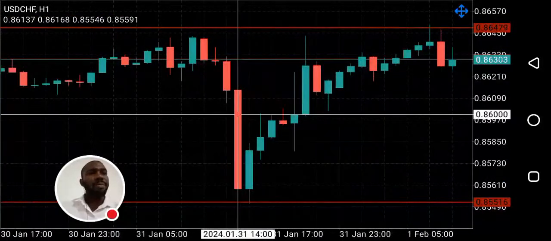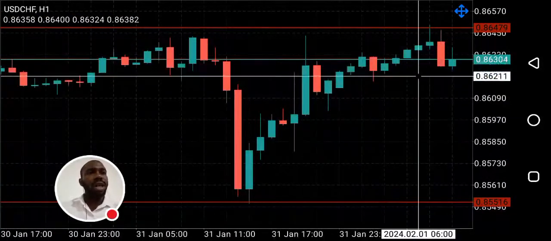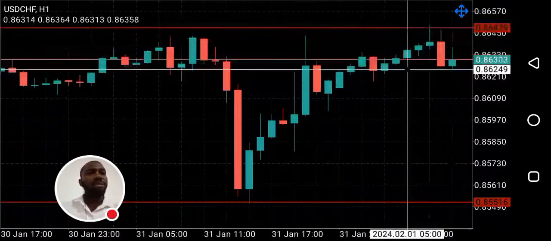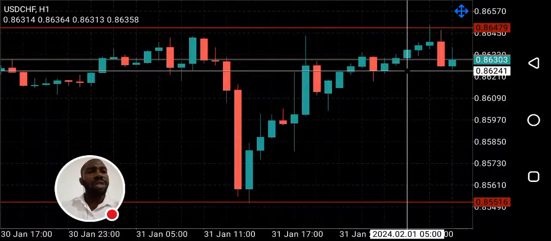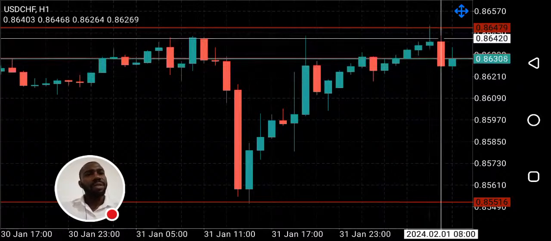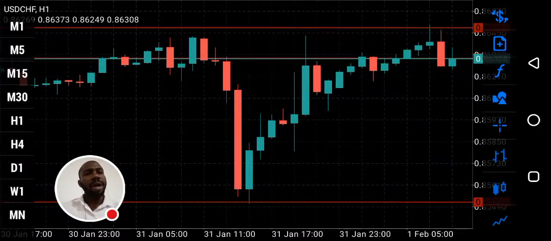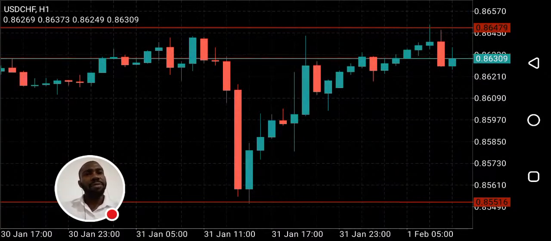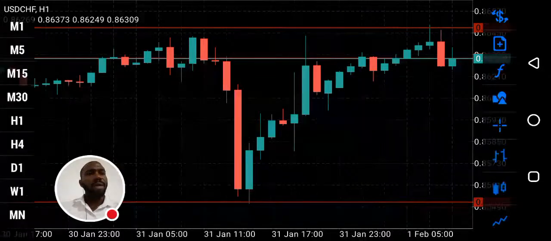This is an engulfing pattern. This is a shooting star. This is an engulfing pattern, and this formed at an area of liquidity, at an area of resistance. So there's a high probability that price will start dropping from that level. USD is likely going to go down from that point.